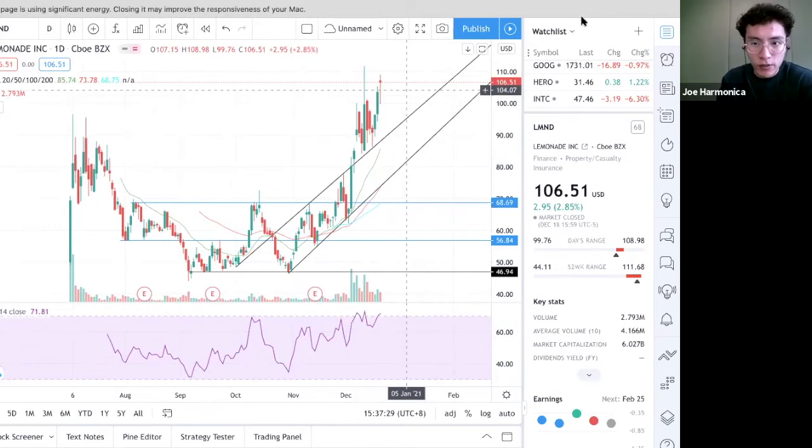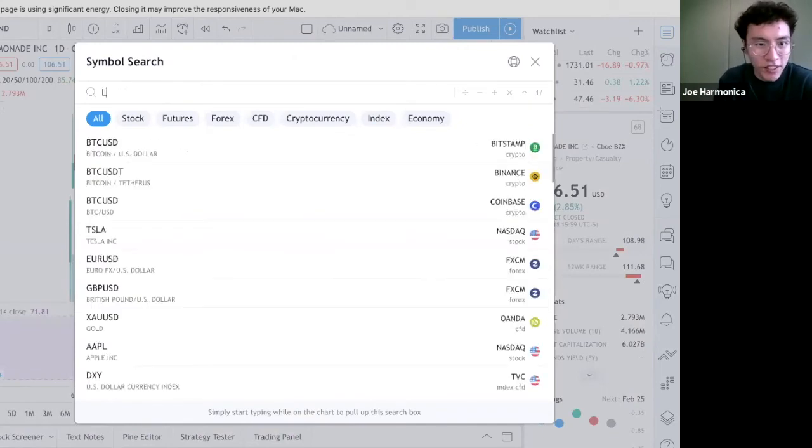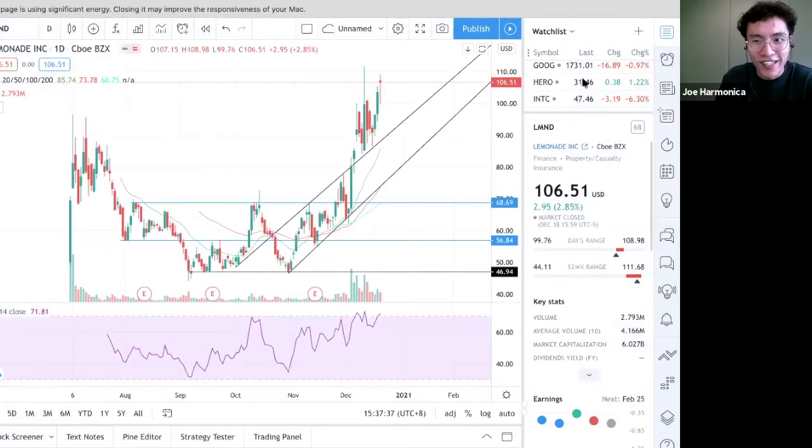So let me take a look at the chart. Daphne is saying IMND. What is IMND? Let's take a look. Oh, LMND. Okay, so this is Lemonade. Daphne, is this similar to your analysis? I want to know your thoughts also.